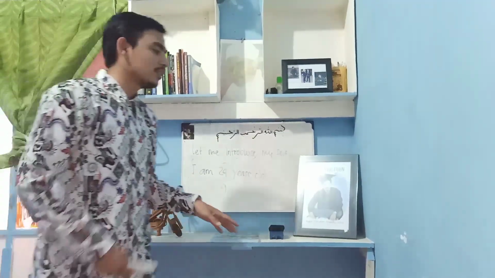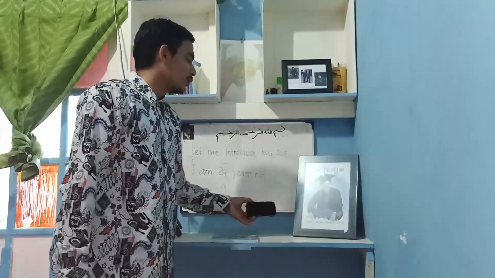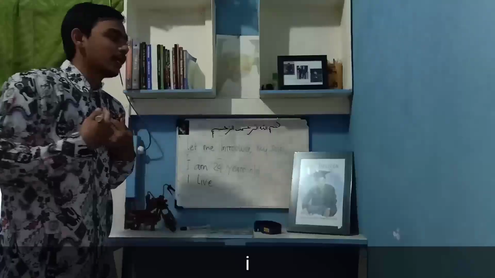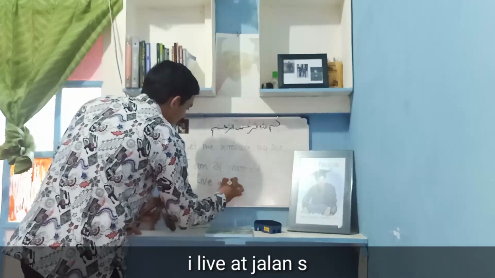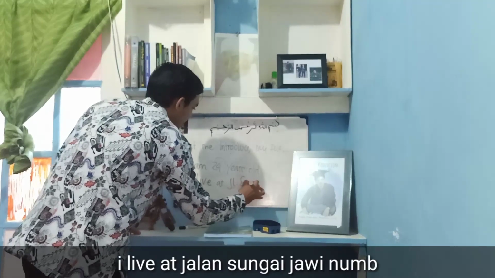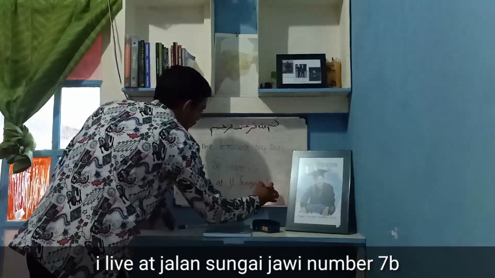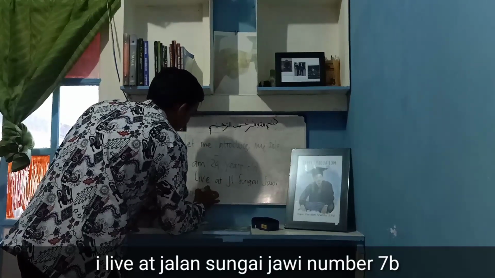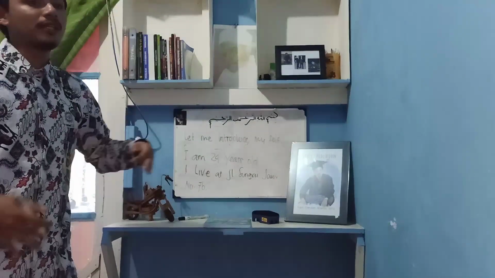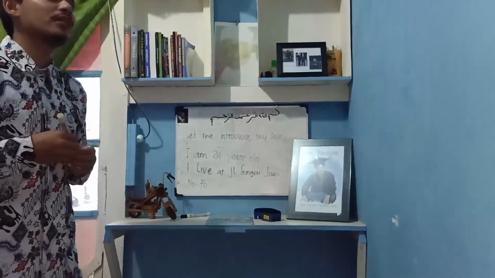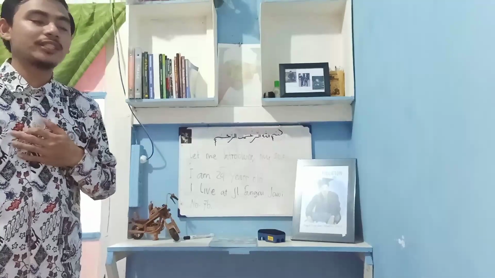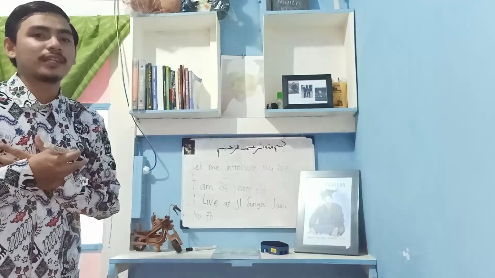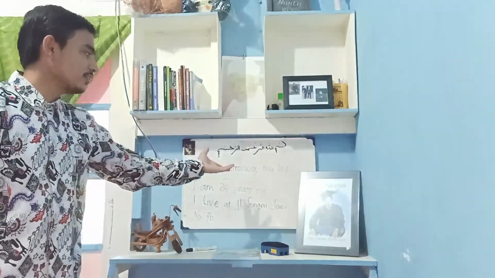And then, if you want to give your address to someone, you may say, I live at Jalan Sungai Jawi, number 7B. That's my address. So you may say it with your own address. For example, if you live at Perdana Street, you may say, I live at Perdana Street, and then the number of your house. Okay, that's our introduction.